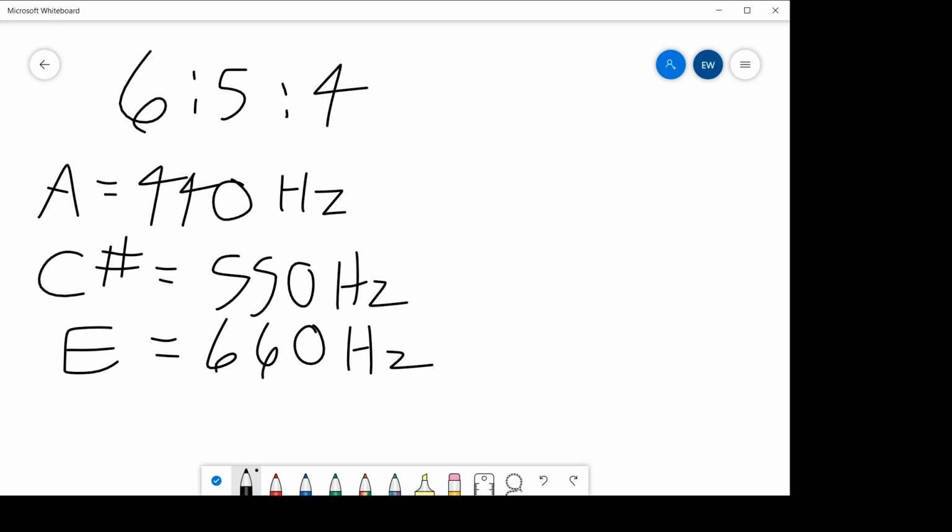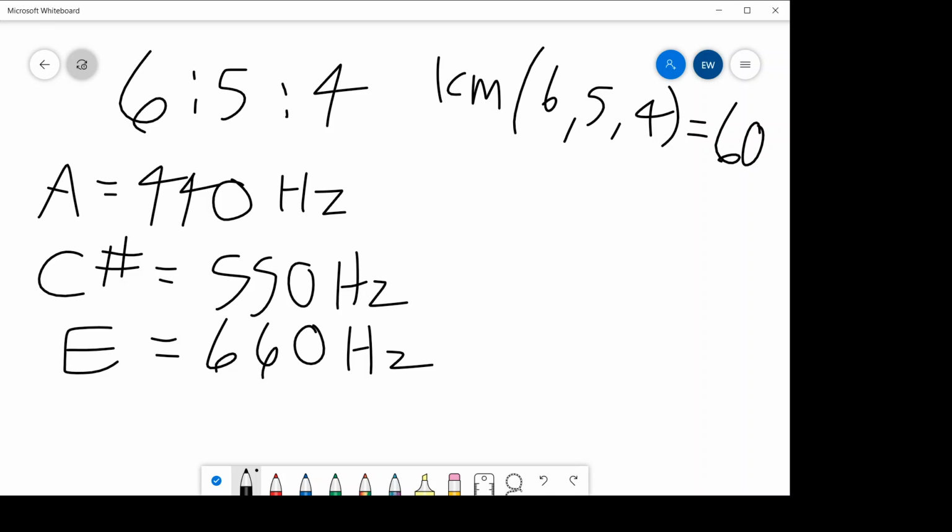So this is our major chord. What if we take the least common multiple of all of these: 6, 5, and 4? Does anybody want to give me a number? Okay, too late. It's 60. So the least common multiple for the major chord is going to be 60.